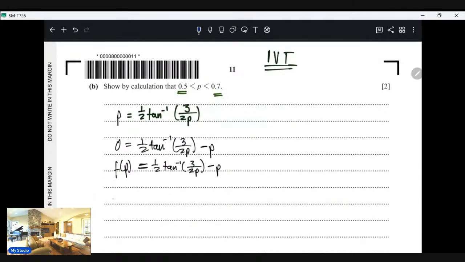You now say, let p be equal to 0.5. You get f of 0.5 is half tan inverse of 3 over 0.5, minus 0.5. Just prove that there is a sign change. Can you punch this? Tell me, punch it exactly like this. Tell me what you get. Remember, you can put half in brackets if you want, since it's a fraction.